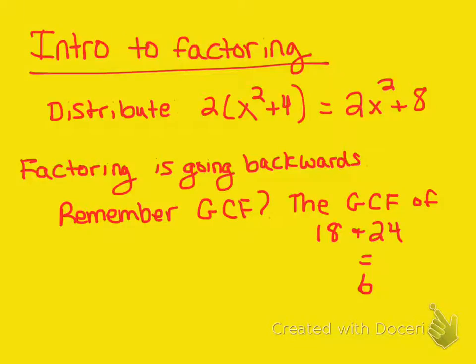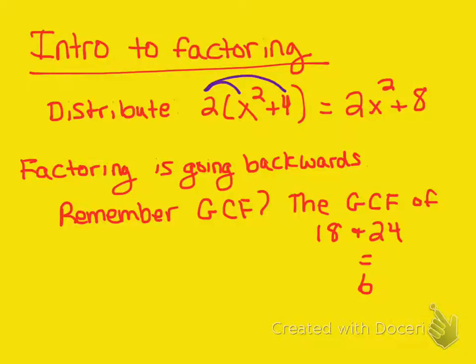In this video, I'm going to give you an introduction to factoring. So factoring is, in essence, the opposite of the distributive property. When we distribute, we are distributing and multiplying one or more terms into one or more terms. In this case, we're distributing and multiplying 2 times x squared, 2 times 4 to get 2x squared plus 8.